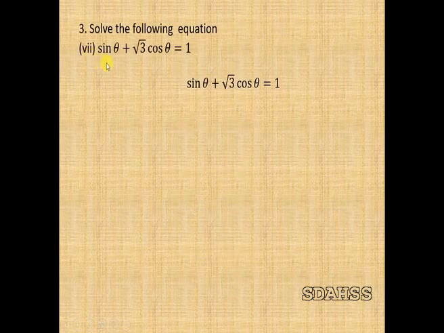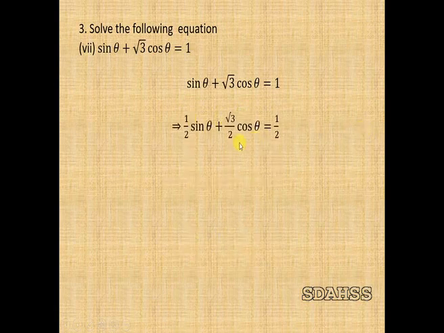Subdivision 7. Sin theta + root 3 cos theta = 1. Divide the whole equation by 2. So we have 1/2 sin theta + root 3/2 cos theta = 1/2.